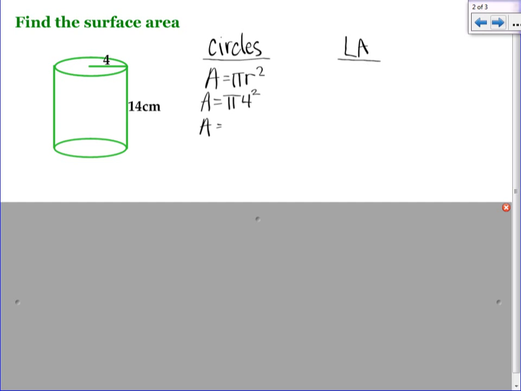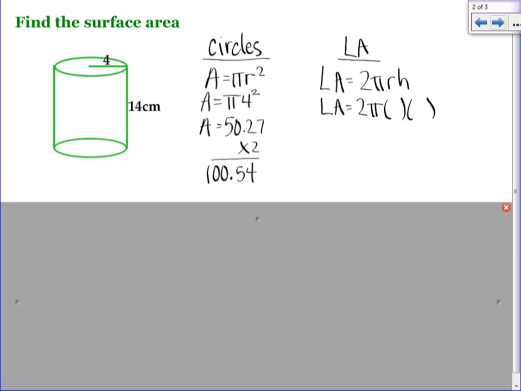What do we get for the area of one circle? 50.27. Why do we times this by 2? Because there's two circles. So we get 100.5. Okay. So we found the top and the bottom, but we need this rectangle that wraps around the cylinder. We just learned a new formula for that. LA equals 2 pi r h, 2 pi, and then we put in the radius and the height. Okay, the radius is 4, height 14.